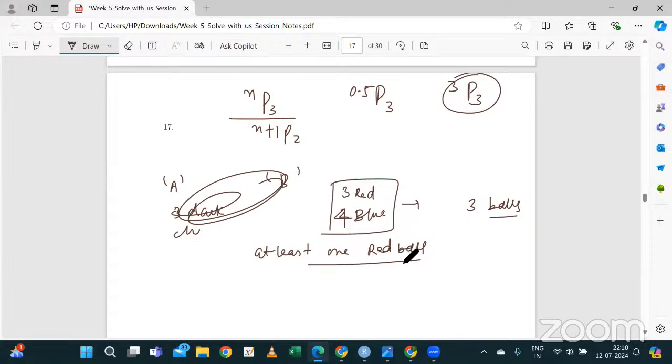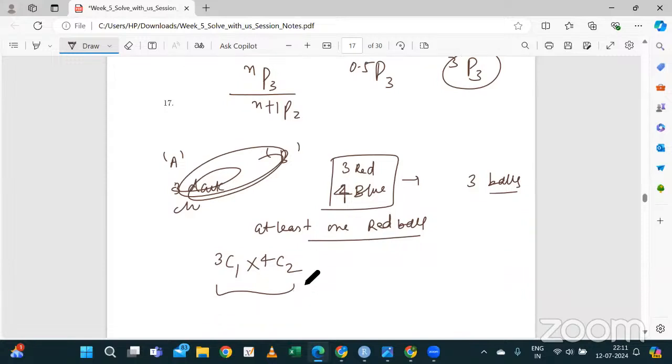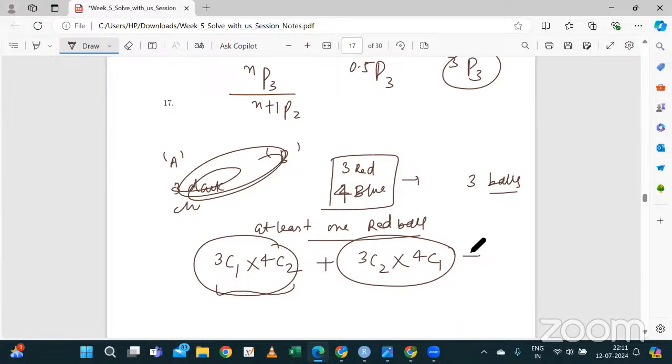Okay, so if this is the case, at least 1 red ball means what? There will be at least 1 red ball and the remaining 2 will be blue balls, right? This is one case. Yes. Another case can be 2 red balls and 1 blue ball. Or all are red and 0 blue balls. Got it? Yes. So as per the scenario, we have to think, right? Okay. All right.